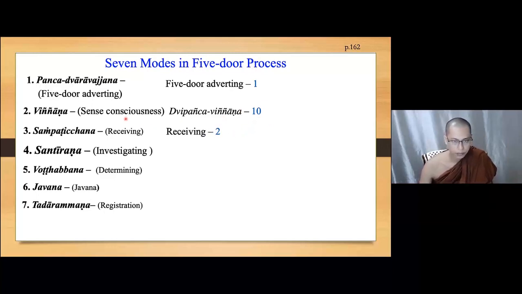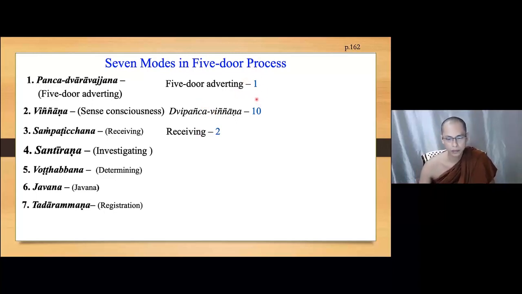Then for the sampaticchana, there are two types: one is the wholesome resultant and the other is the unwholesome resultant. Any of them arises according to the process, if the process arises due to the object produced by wholesome karma, the type continues, because this is only one type, no difference.